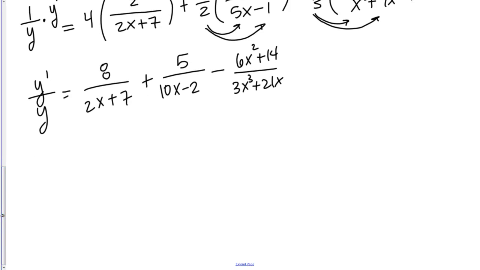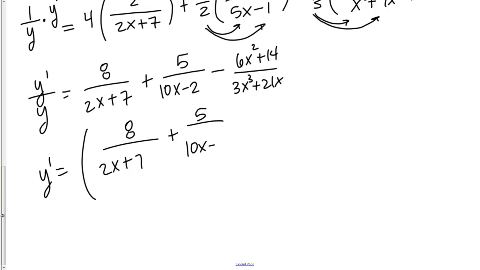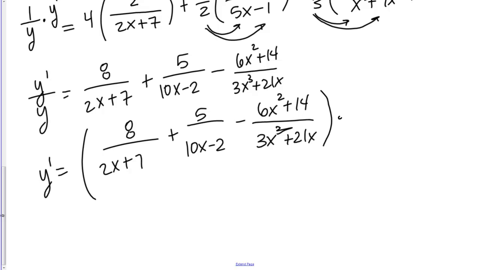The next step in this process is you want to solve for y prime. So you're ultimately looking for the derivative. So I want to isolate that y prime. And I'm going to do that by multiplying y to the other side of the equation. So that's simply going to look like this. All of what I used to have in parentheses times y.